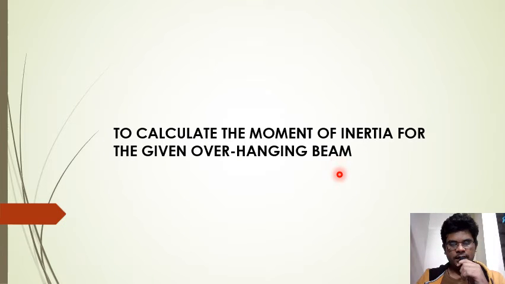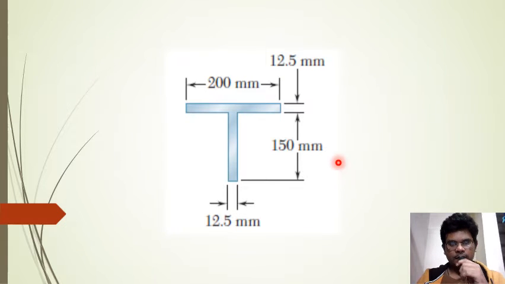Now let's first calculate the moment of inertia for the overhanging beam which was given to us. So these are the dimensions of the beam. This is 200 mm and this length is 12.5 mm. This length is 150 mm and this is 12.5 mm. We have to note that the values of the lengths are in mm.